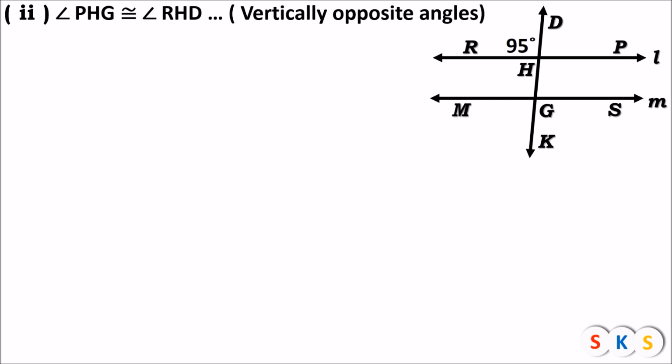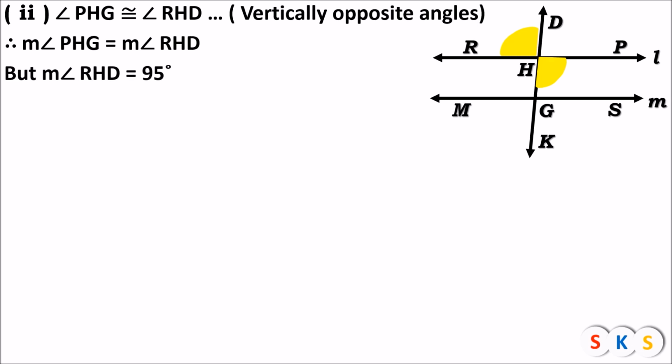Now we will find the second angle. Angle PHG is congruent to angle RHD because they are vertically opposite angles. Look at this figure. Here angle PHG and angle RHD form vertically opposite angles. Therefore, measure angle PHG equals measure angle RHD. But the measure of angle RHD equals 95 degrees. Therefore, measure angle PHG equals 95 degrees.